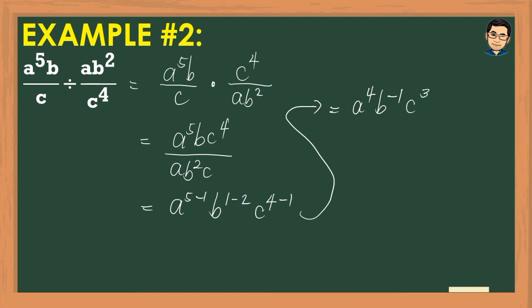Now, kung may negative exponents po, kailangan po nating ilipat sa denominator. What if yung negative exponents nasa denominator? No problem po, dalhin lang po sa numerator. So, our final answer will be a to the 4th power c cubed all over b. Yung b raised to negative 1, ilipat natin sa denominator, naging positive na yung exponent. Okay, so this will be our final answer.